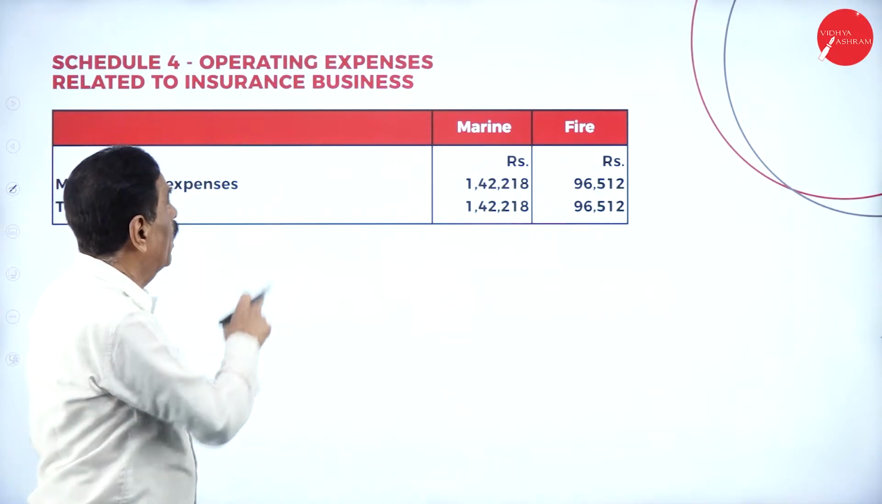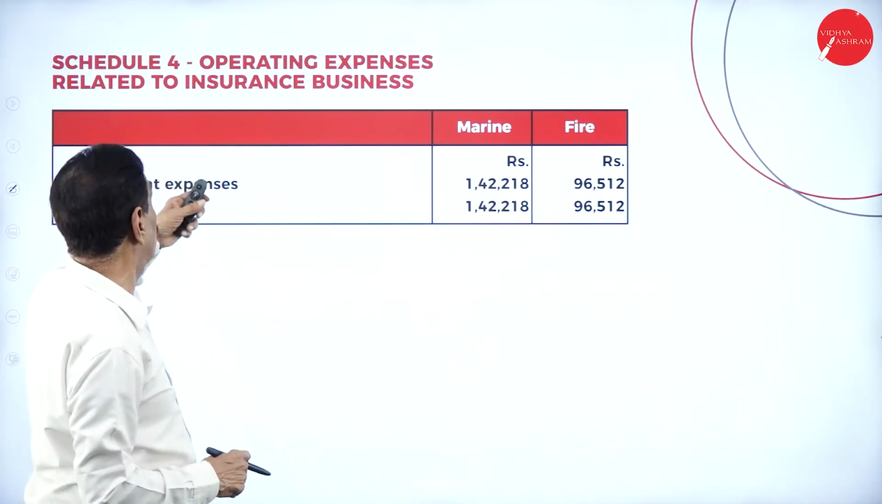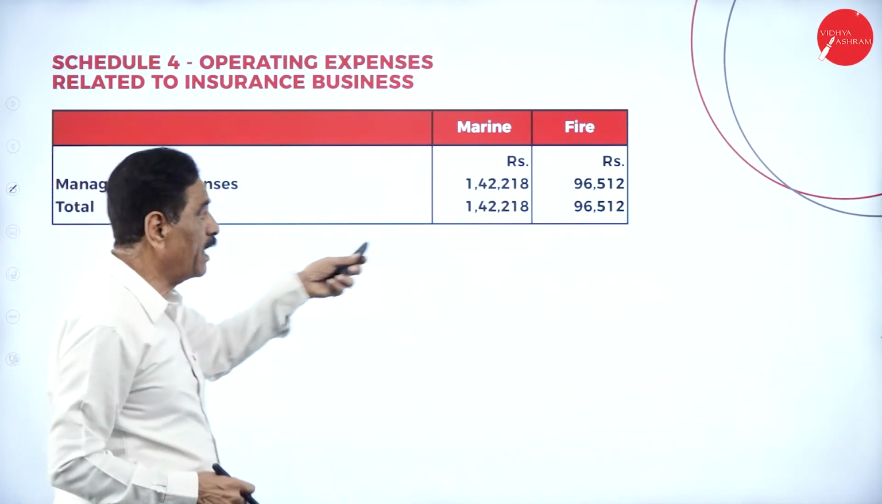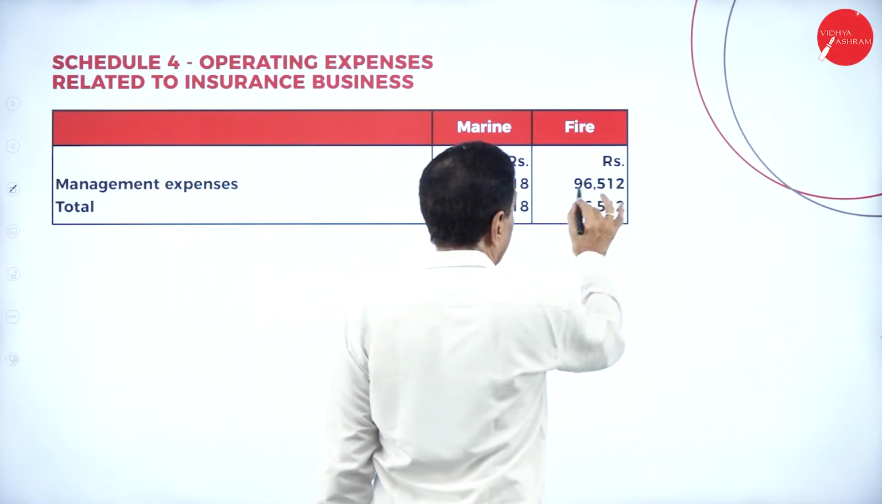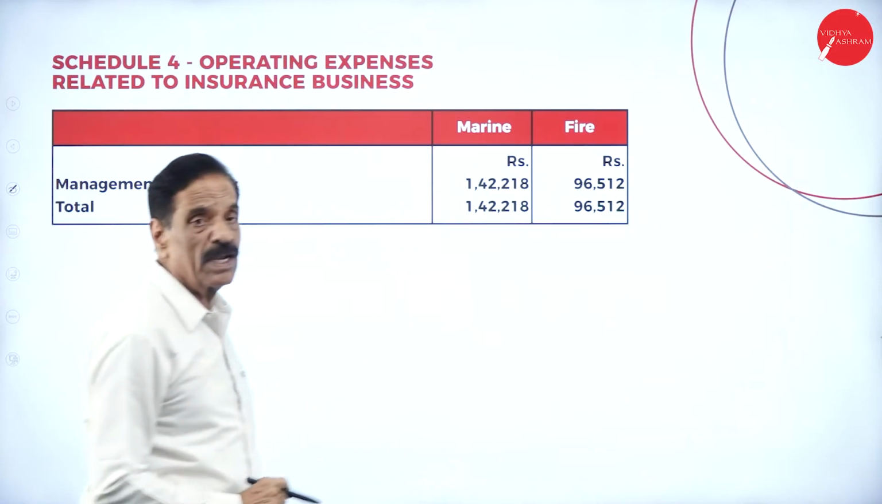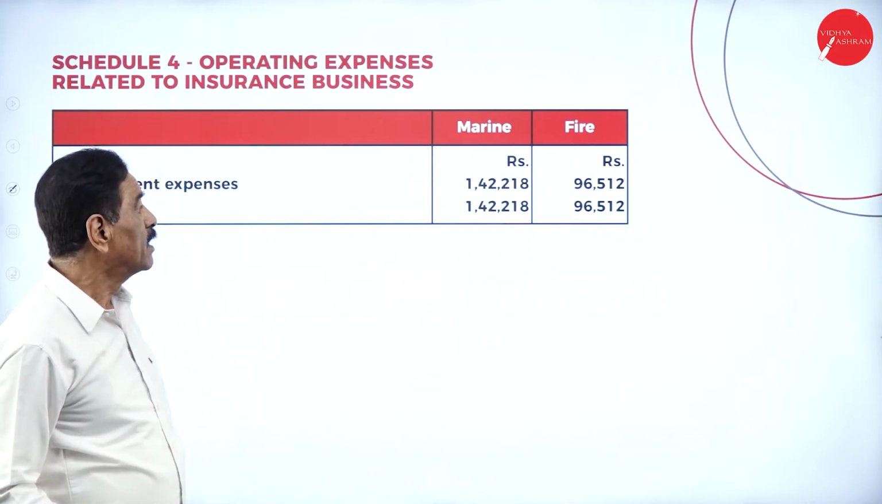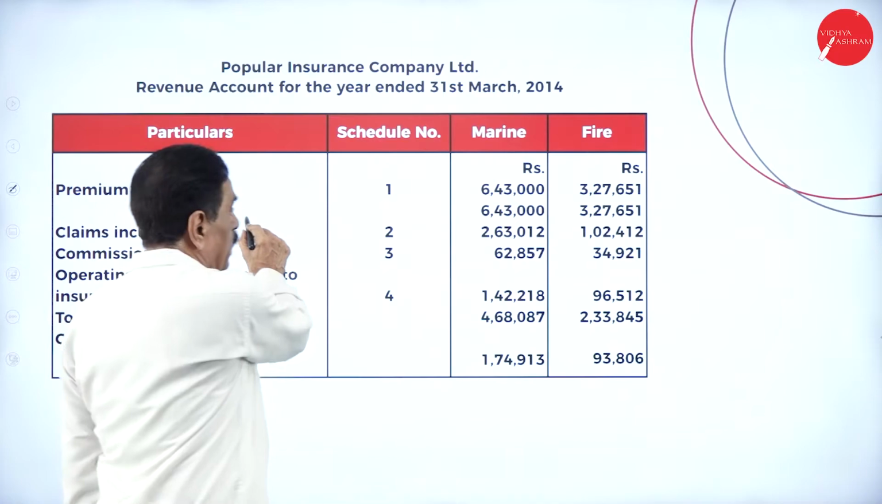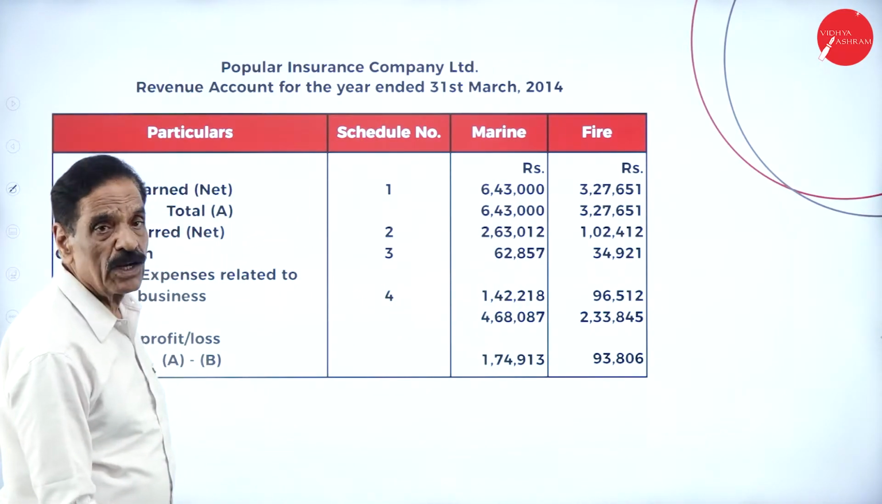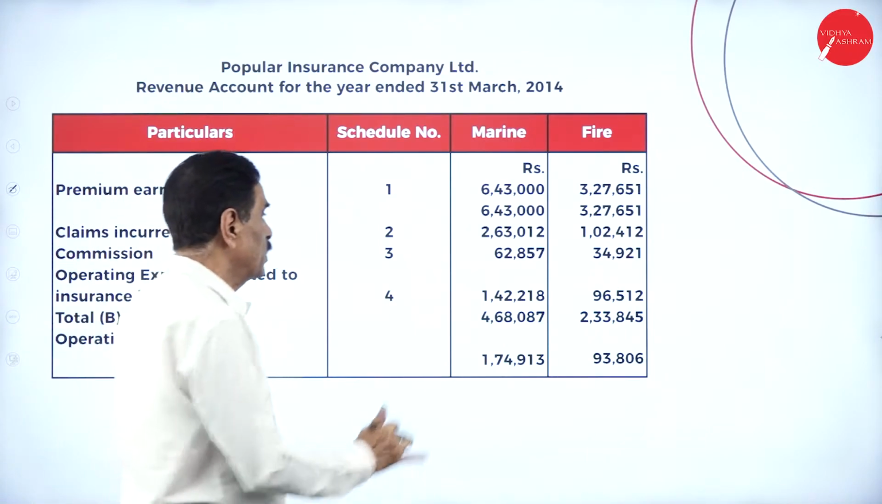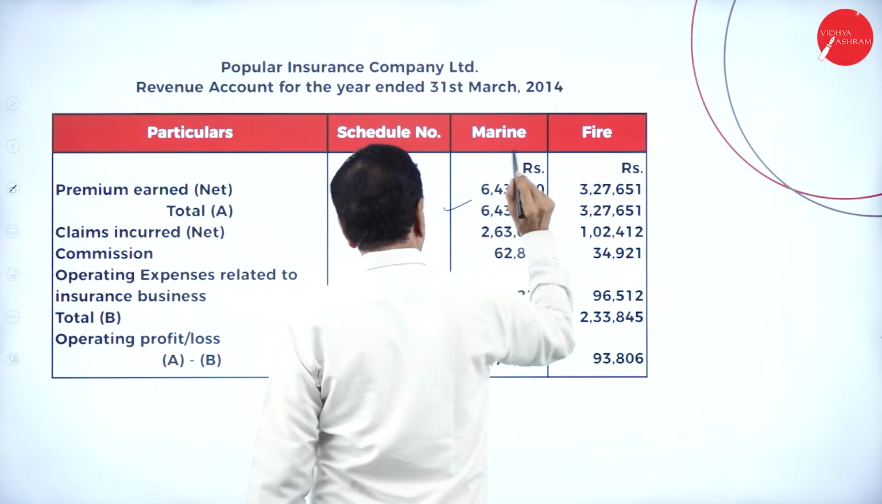Regarding the operating expenses, this is schedule number 4, operating expenses. Management expenses 1,42,218 in case of marine, 96,512 in case of fire is given. Then you put it to format. Premium net 6,43,000, fire 3,27,651. The total is this.